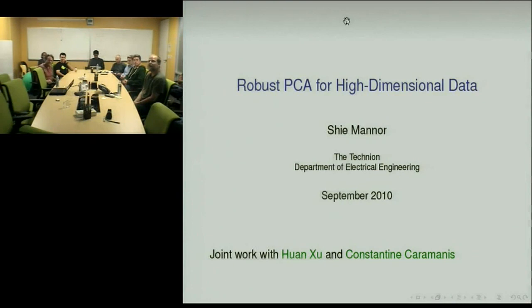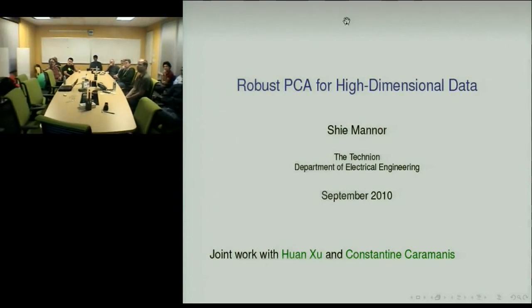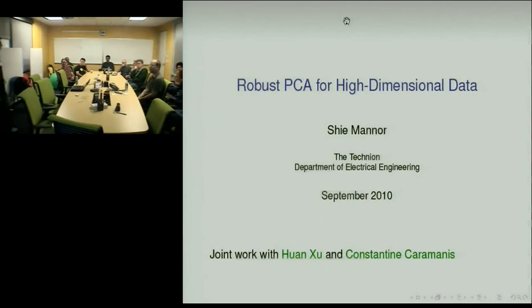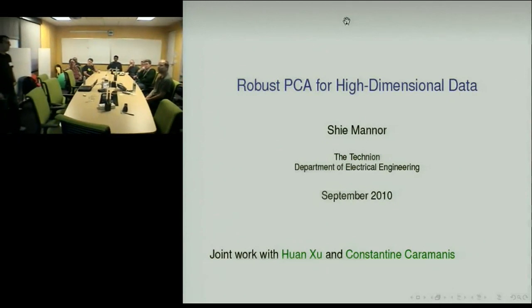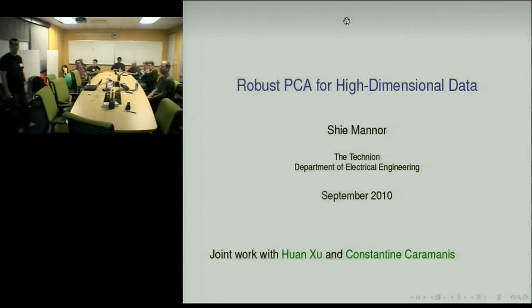So today I'm going to talk about robust PCA for high-dimensional data, and that's joint work with Huan Chu and Constantine Karamanis. It's a paper that appeared this year, and I think it's interesting for you guys. It talks about what to do when you want to do PCA and you have contaminated data. And as we know, PCA is extremely sensitive to contaminated data. Even a single bad apple can spoil the whole barrel.